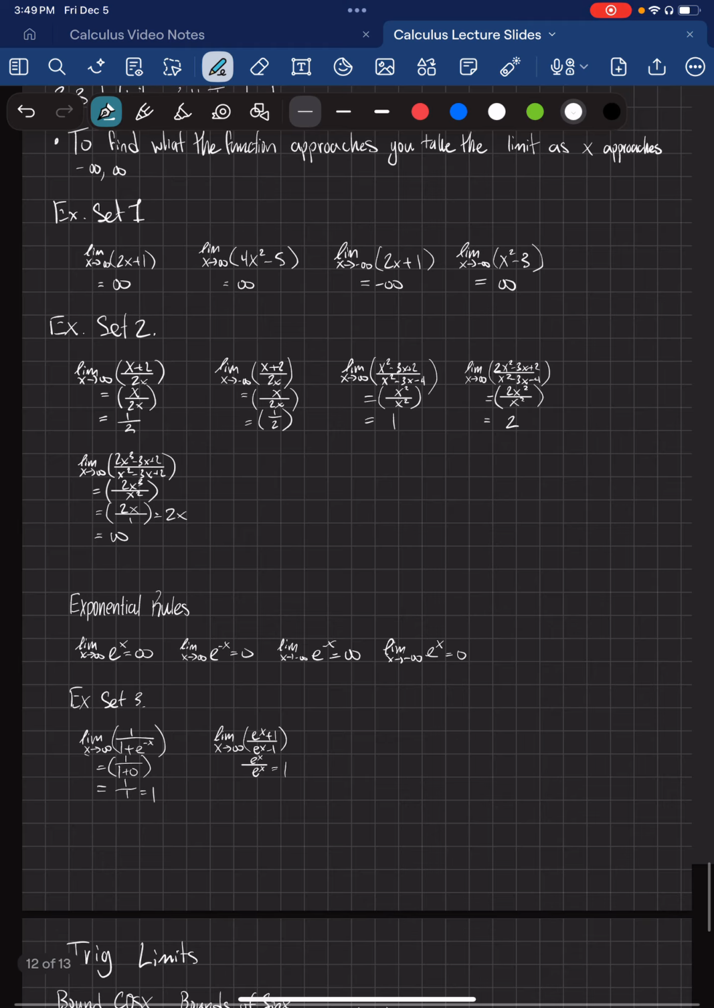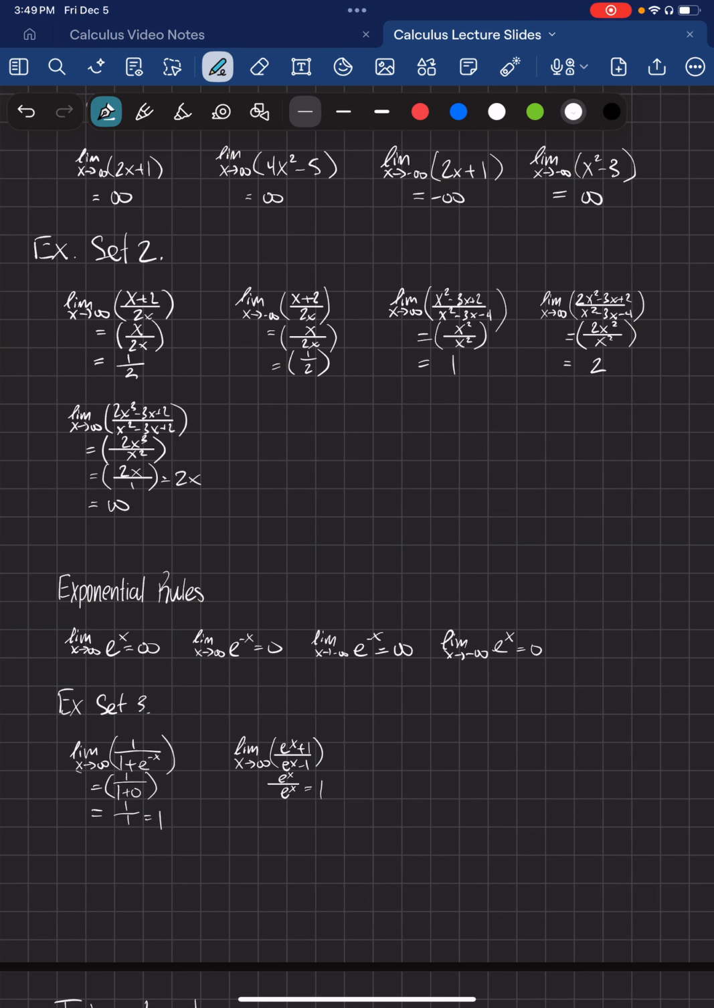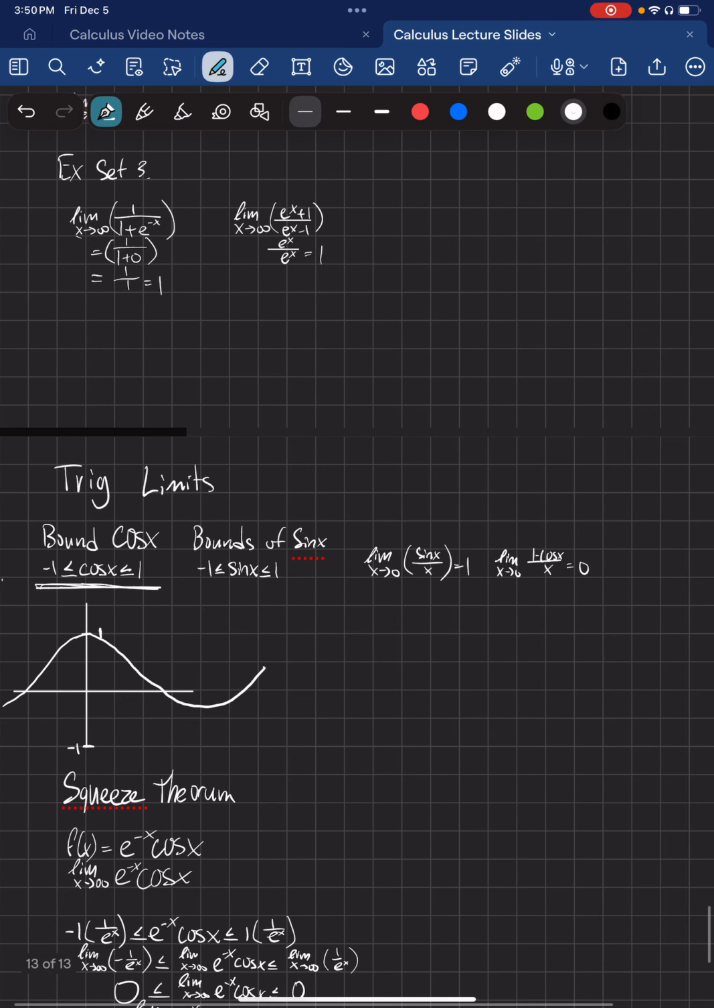And then we went over our exponential rules here, where we know that our limit as x approaches infinity of e to the x is infinity, limit as x approaches infinity of e to the negative x is 0, limit as x approaches negative infinity of negative e to the x is negative infinity, and then the limit as x approaches negative infinity of e to the x is going to be 0. And we know those, and you can kind of visualize it if you see the function of e to the x itself and negative e to the x respectively, and just kind of see where it's going when you plug in these bigger values of x or smaller values of x. You can see what's happening there.